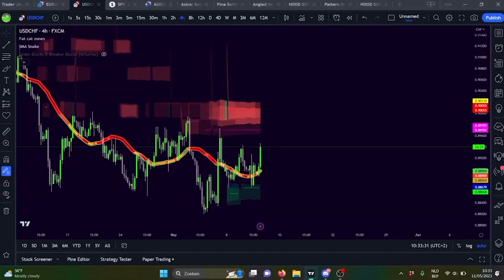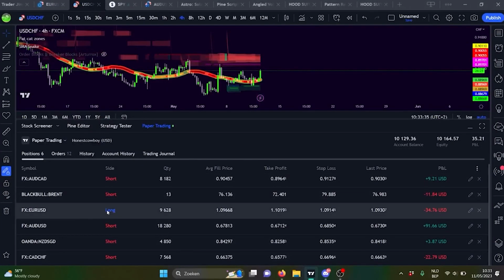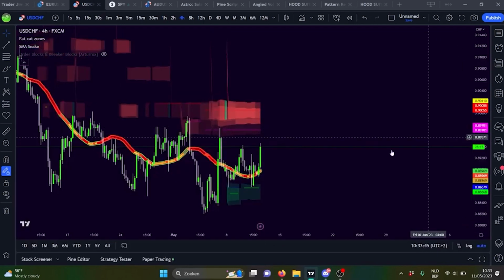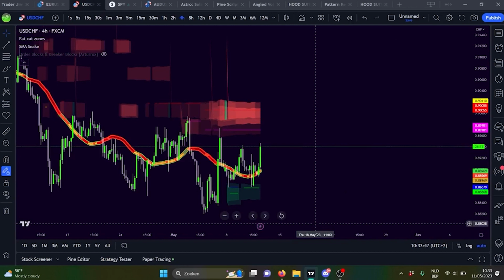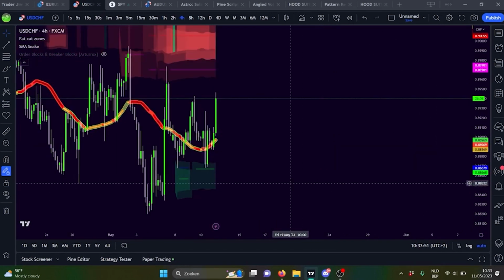So let's check our positions and see how we're doing with USD pairs. Okay, we got one long, one short. Yeah, it's looking balanced. So let's keep it like that. Let's start with USD CHF.